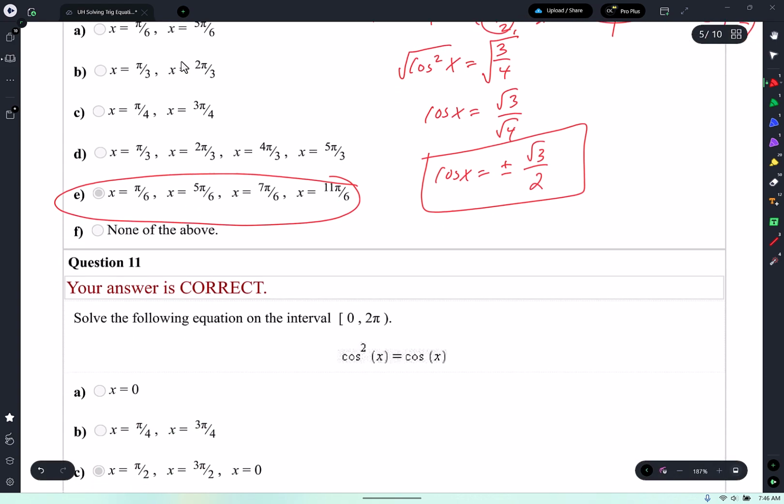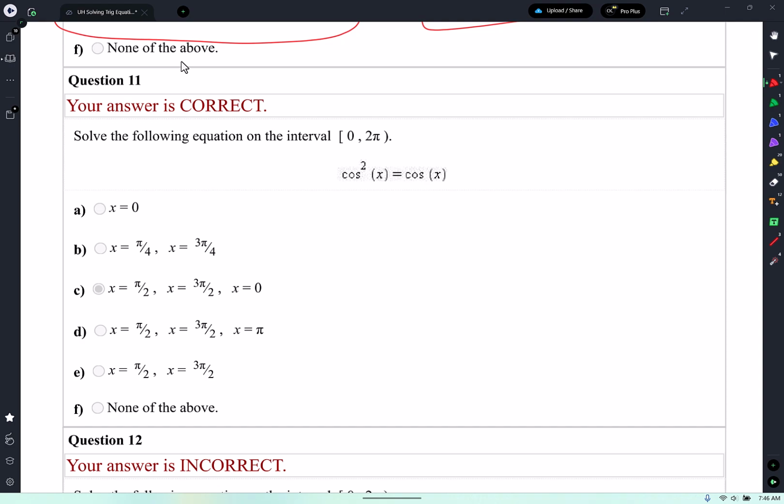Let's go to the next one, guys. This one's just the same as before. Move the cosine x to the left. So cosine squared x minus cosine x equals 0. And then we're going to factor out a cosine. If you just cancel one out immediately, you're not going to get one of your solutions. So here's my cosine x factored out. And you're going to have cosine x minus 1 equals 0. So where does this equal 0?